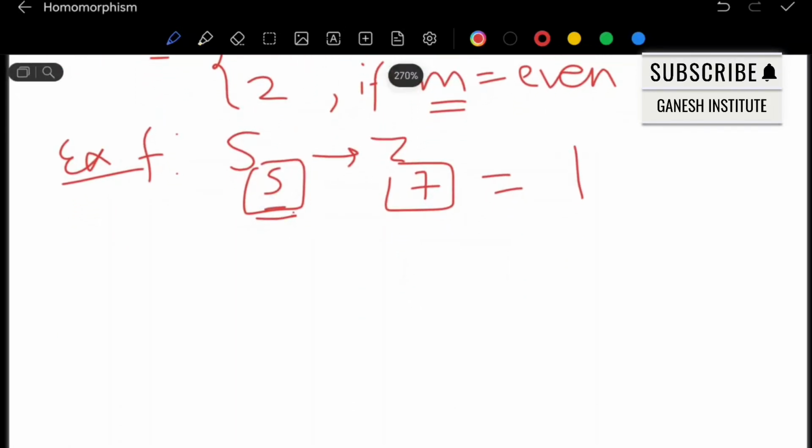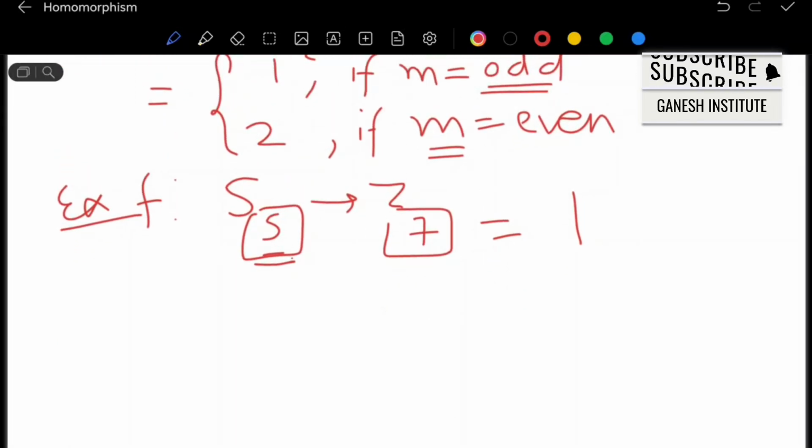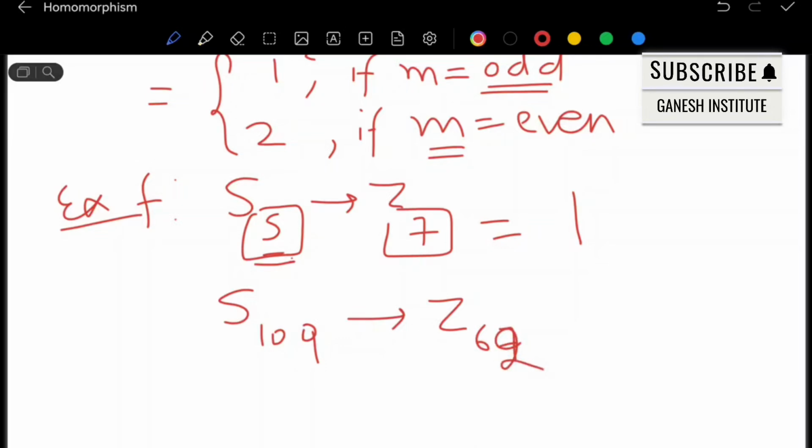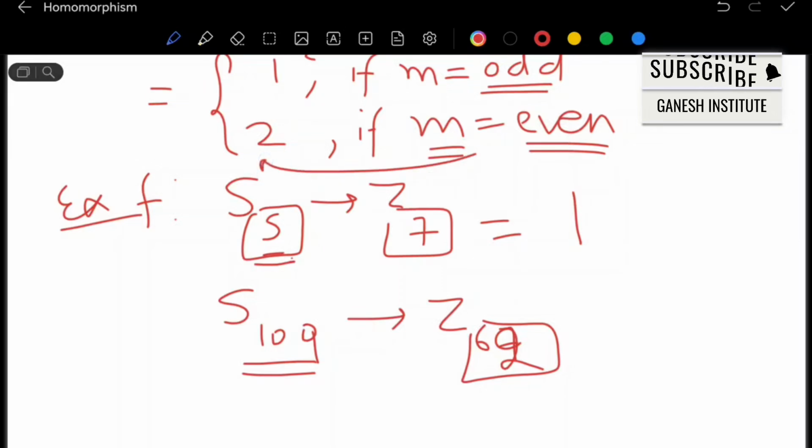Whereas in this case, when you have S100, or maybe S109, to Z62, let's keep it even. Firstly, this is satisfying the condition of having the order greater than or equal to 3 but not 4, right? And this is even. So the number of group homomorphisms is 2 in this case. Okay? Have you got it?